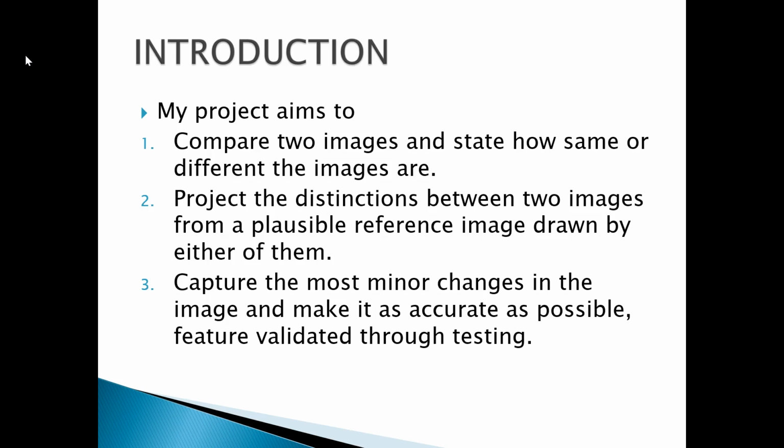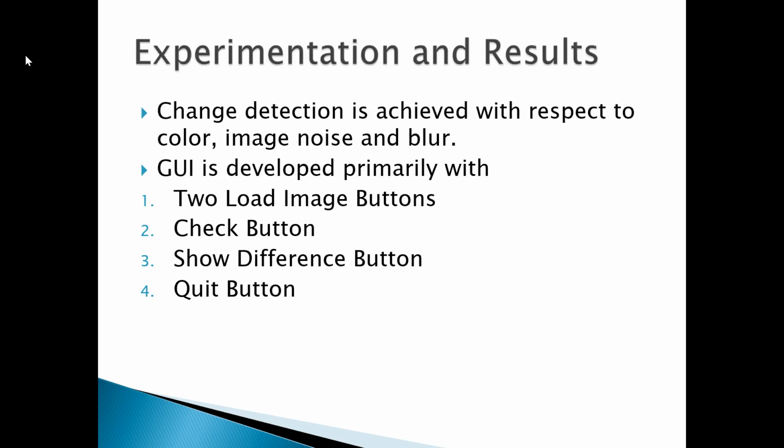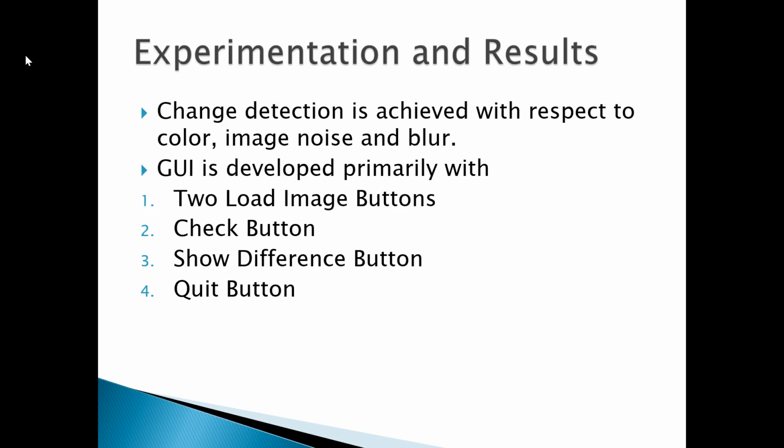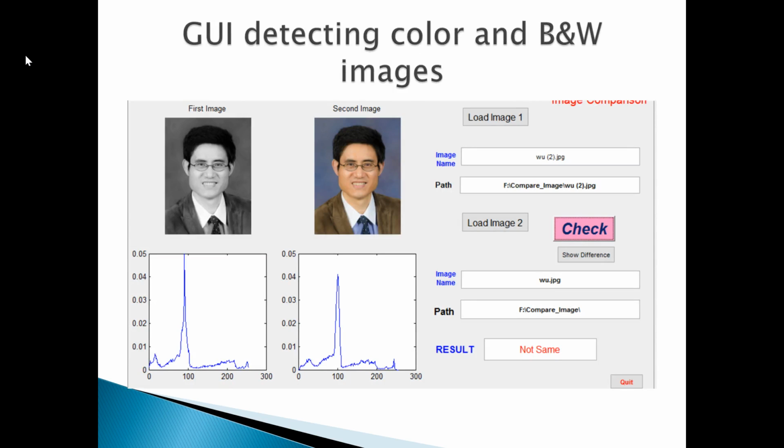It also captures the most minor changes in the image and makes it as accurate as possible. And this feature is also validated through testing. Coming to the experimentation and results, change detection is achieved with respect to the following features: color, image, noise, and blur. A GUI is developed which looks like this. This is the GUI. It has two load image buttons, one check button, one show difference button, and one quit button. And these two are the histogram graphs, which show the differences between these two images in terms of the contrast or color with respect to the structural parameters of the image.